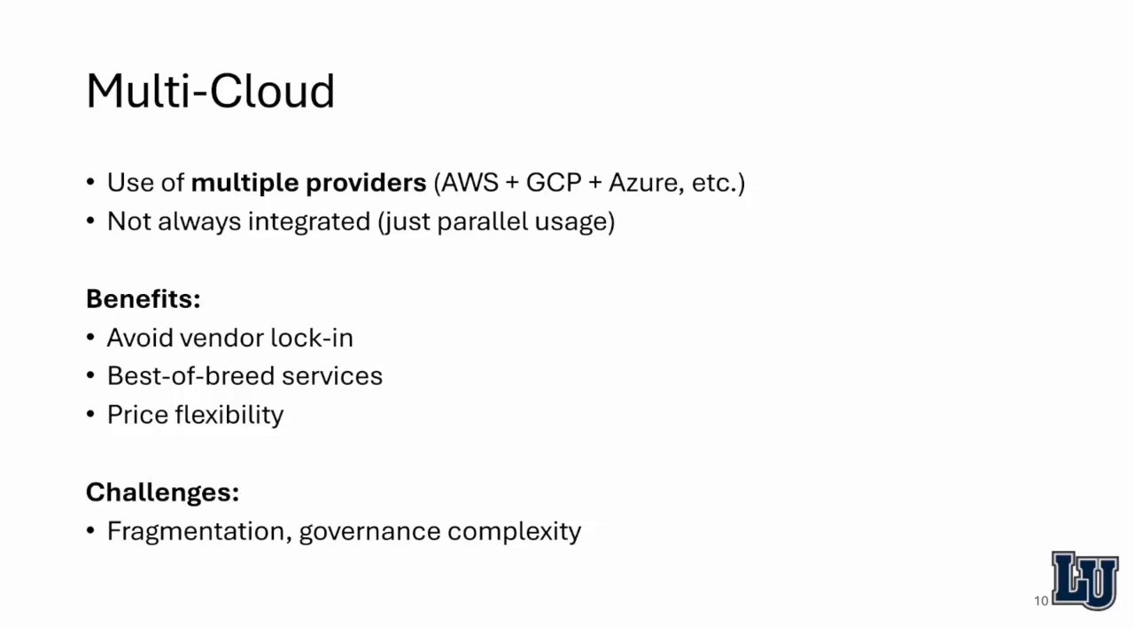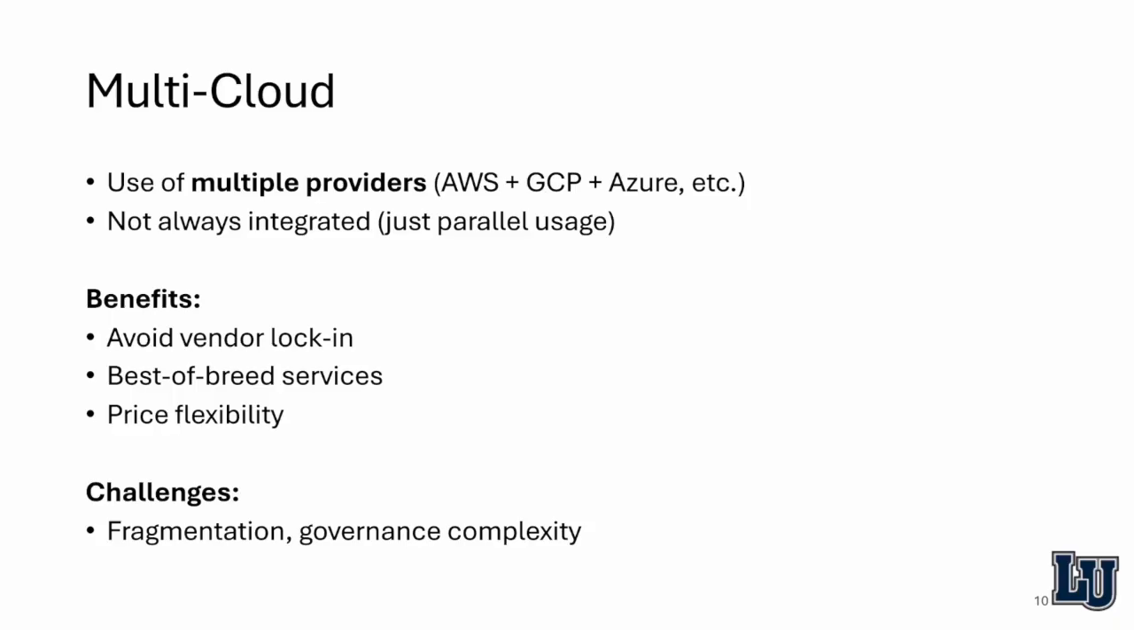For example, Google AI tools are best in class, and they still are, while AWS has the strongest infrastructure option. There is also price flexibility. If one provider raises prices, you can shift workloads from AWS to Azure or GCP.